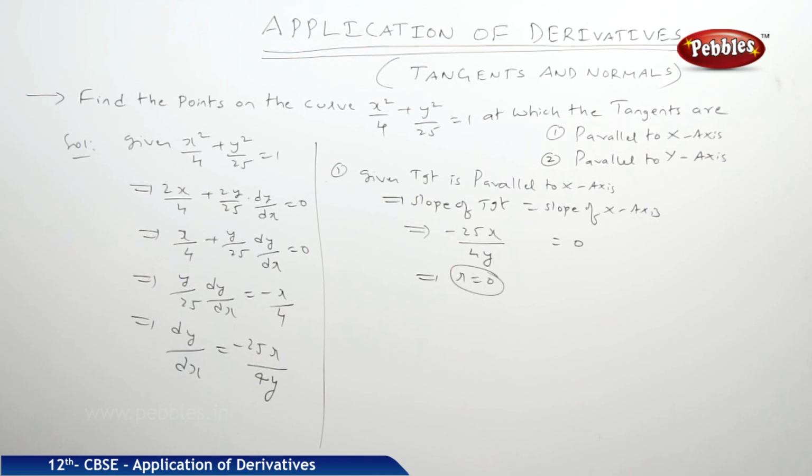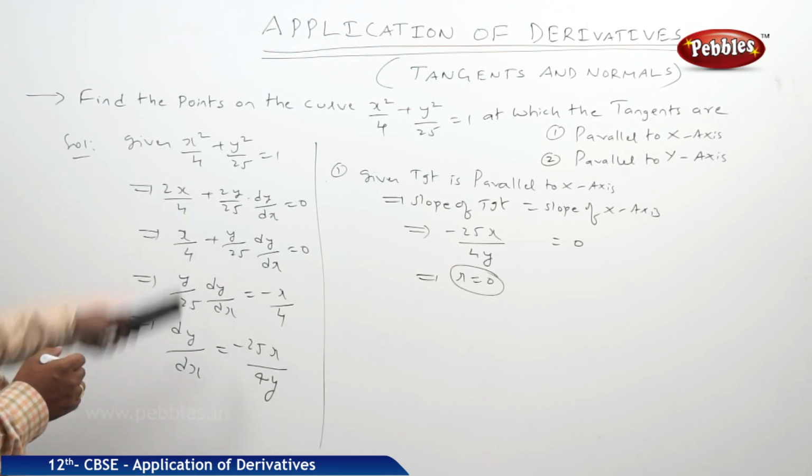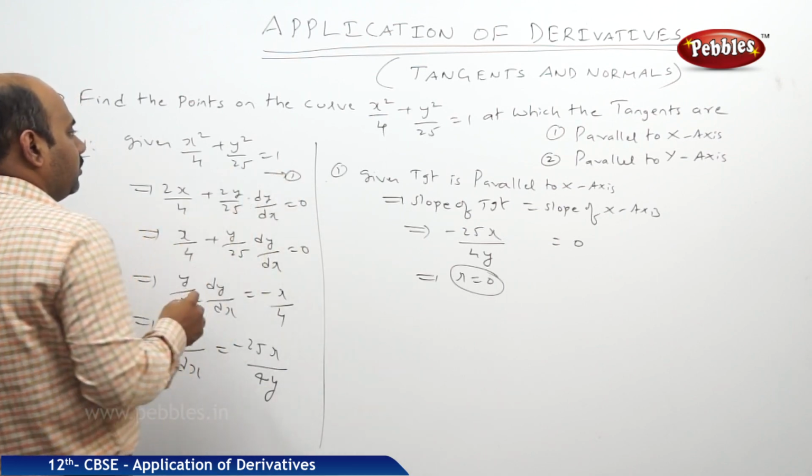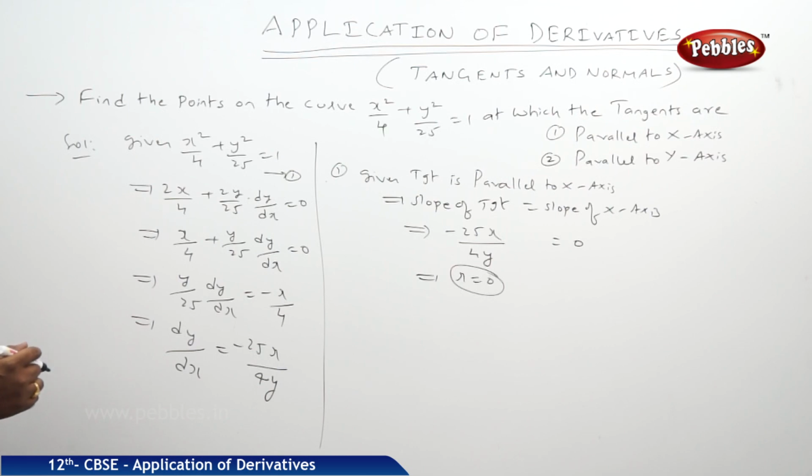As we are getting the value of x is equal to 0, we will be getting y values by substituting in the curve. When I substitute all these things in the curve, what happens? Y square is equal to 25 and I will be getting y is equal to plus or minus 5. Therefore points can be (0, 5) or (0, minus 5).